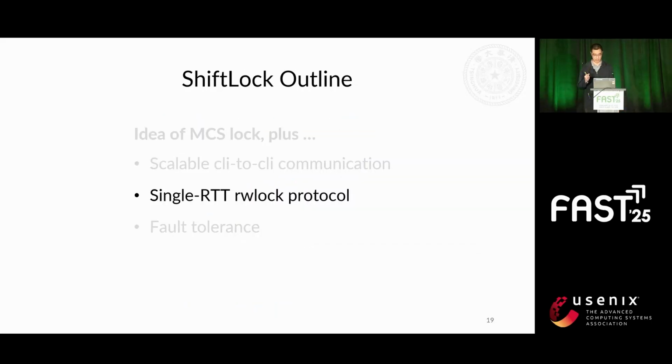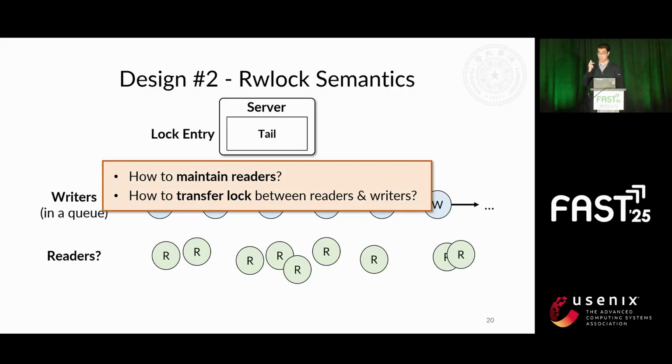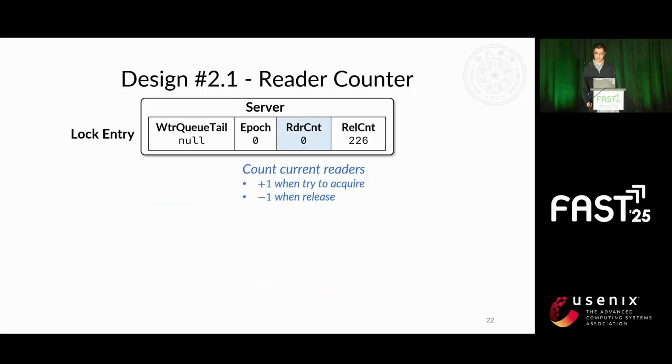Second, we introduce ShiftLock's reader-writer lock protocol. Previously, we were assuming that only writers exist, and the lock is a mutex. When there are readers, we must find a way to maintain them and transfer the lock ownership between readers and writers to avoid bad things such as starvation. Due to the high networking latency, mixing all clients in the same queue is definitely not a good idea. Instead, we only maintain writers in the queue and use 3 new fields in the lock entry to maintain readers.